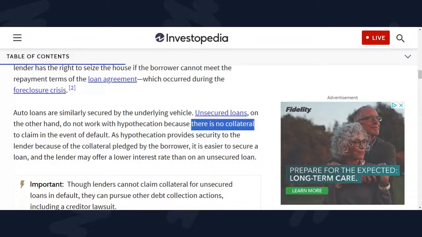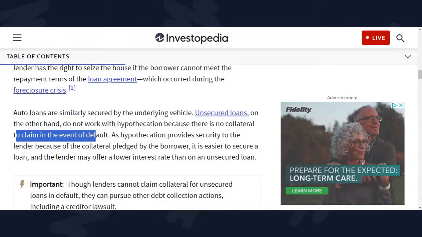It was never done. It was established as a legal fiction known as a presumption of the facts presented to the court until otherwise rebutted. There is no collateral to claim in the event of default. So I want to ask everybody, if you own nothing and you have no collateral, what is their claim?